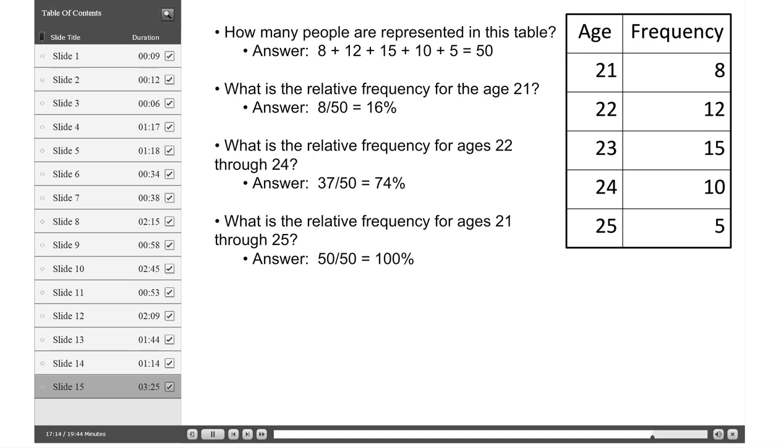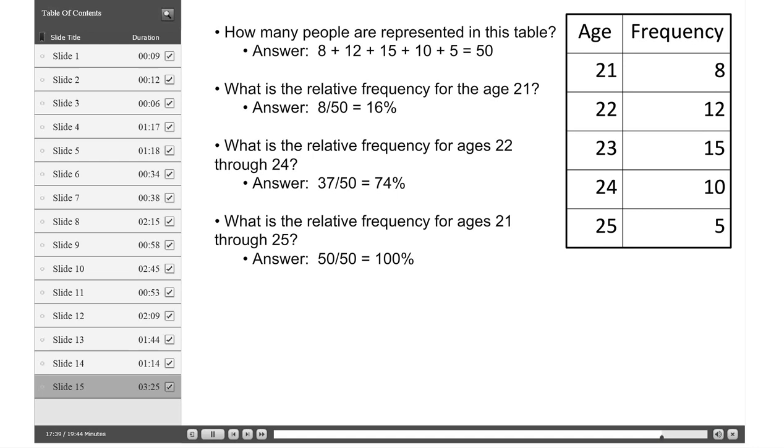Now if we look at the questions to the left-hand side of the slide, the first thing says, how many people are represented in this table? Well, we know how many people are in each category. There are 8 people who are 21, there are 12 people who are 22, and so on. Well, that means if we want to know the total number of people in the set, we just need to add up all those frequencies. So if you add up all the frequencies from 8 to 5, you get 50. So there are 50 total people in this sample.